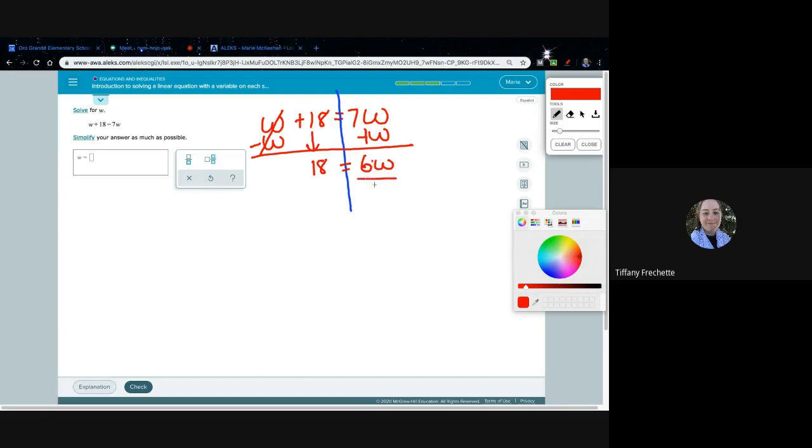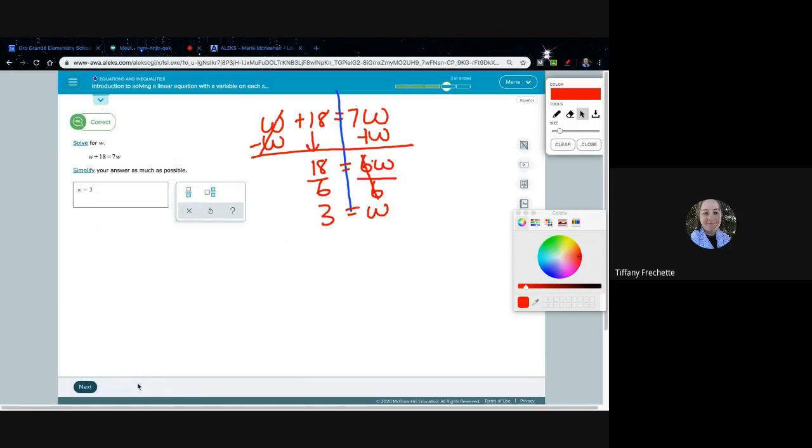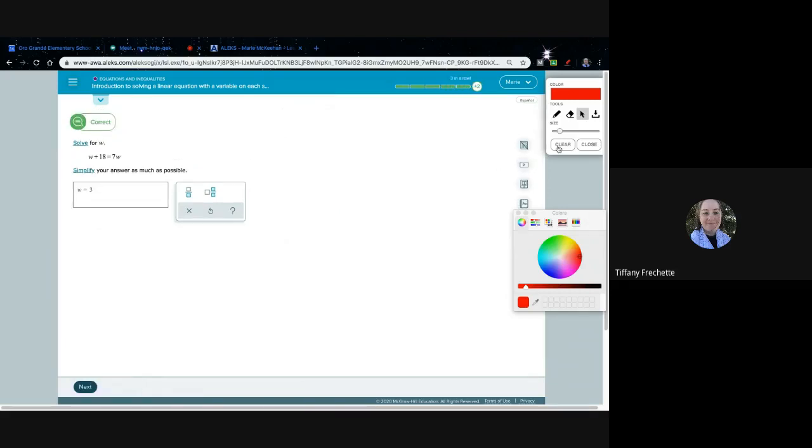All right, we want to undo the multiplication with division on both sides. So we have 18 divided by 6 is 3. 6 divided by 6 is 1. And we bring the w. All right, so we get w equals 3. And again, 3 equals w, w equals 3. It means the same darn thing. All right, we finished another one. Yay.